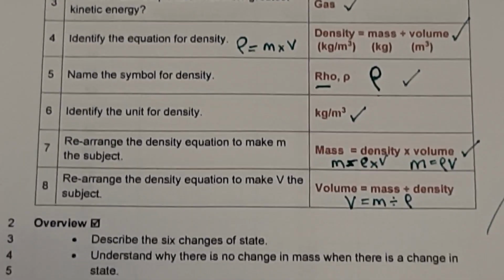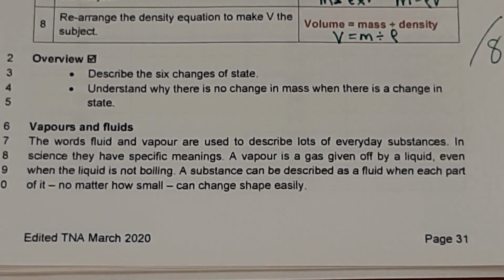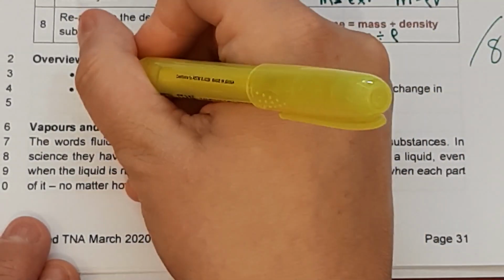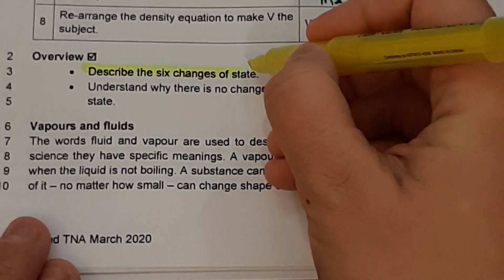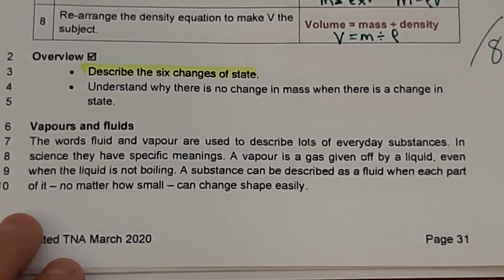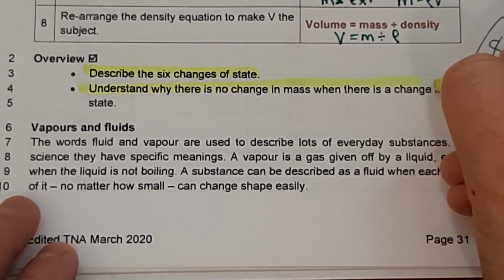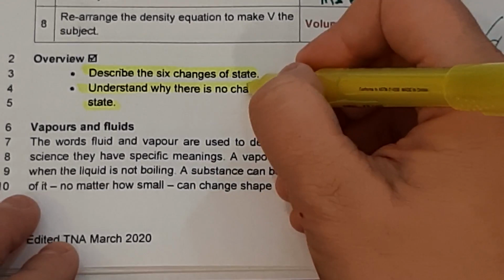So this lesson, we are going to be looking at changes of state. We're going to be able to describe the 6 changes of state. We are also going to understand why there is no change in mass when there is a change in state. Okay, so that's our aims, to understand these by the end of the lesson.